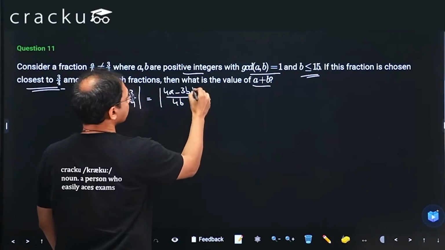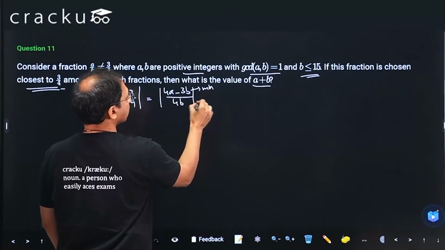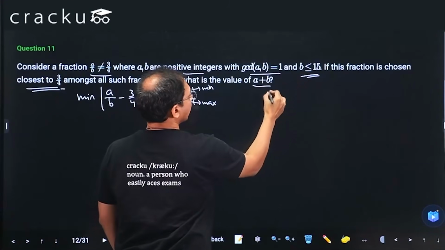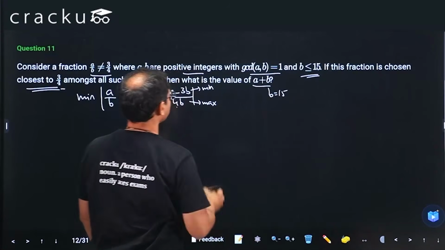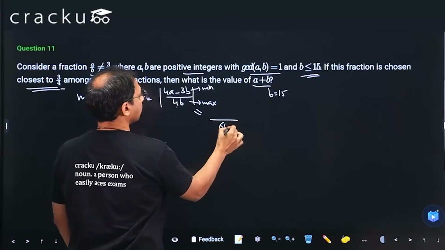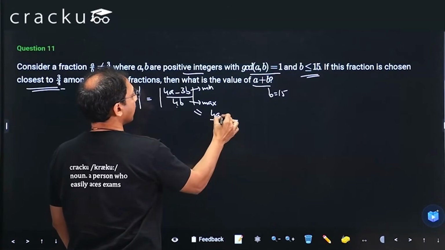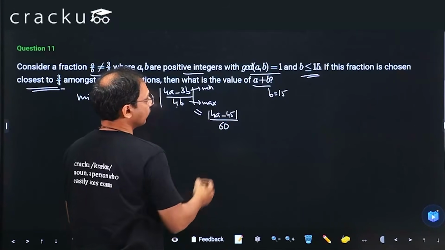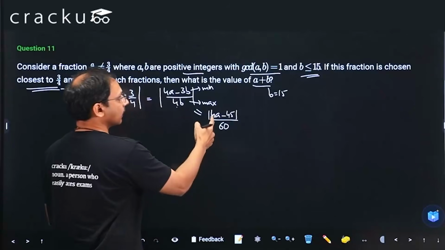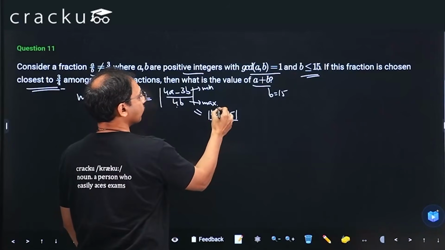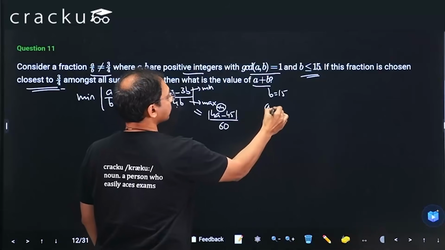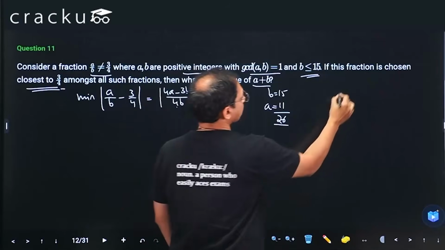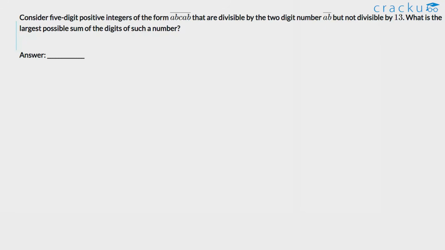If I have to minimize this, I have to minimize the numerator and maximize the denominator. The maximum value of the denominator will occur when b is equal to 15. So this will become 60 here, and 4a minus 45. So what is the least value of 45 and a multiple of 4? The closest multiple of 4 to 45 is 44. That means a should be 11. The sum of a and b will be 26. That's the answer.